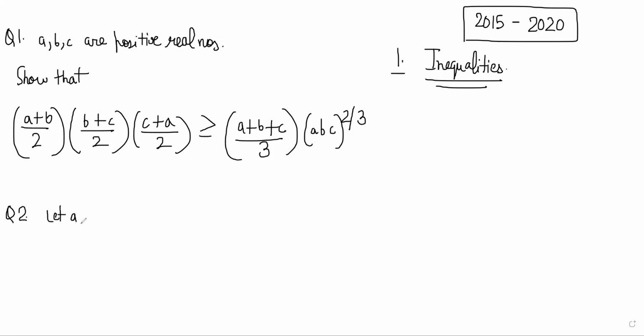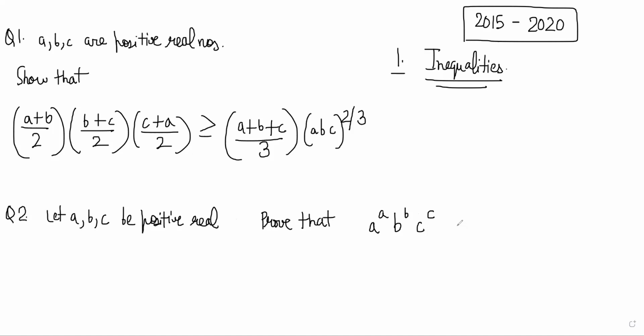Let A, B, C be positive reals. Prove that A power A, B power B, C power C is greater than or equal to ABC power (A plus B plus C) by 3. Okay.